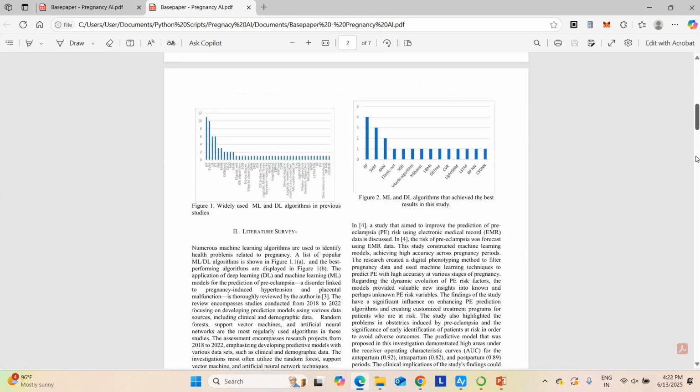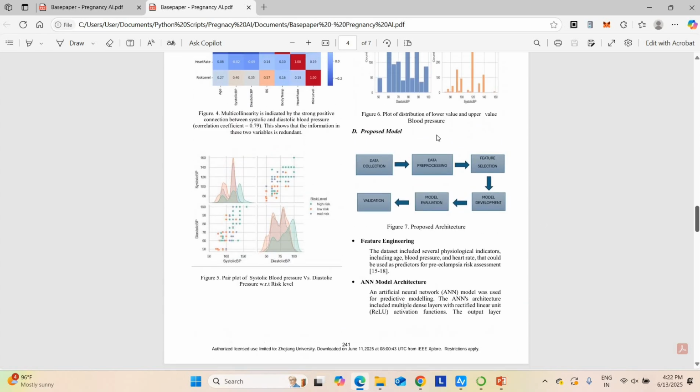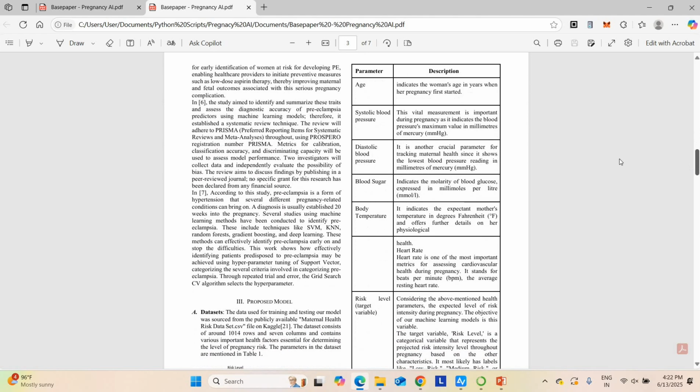So let me move on to the base paper explanation. This is the base paper architecture. They took a sample dataset, applied some pre-processing, and trained an ANN, achieving 75% accuracy. Basically, they took the age of the pregnant woman, systolic blood pressure, diastolic blood pressure, blood sugar, and body temperature. Combining all this data, they perform machine learning operations to predict the pregnancy risk level.